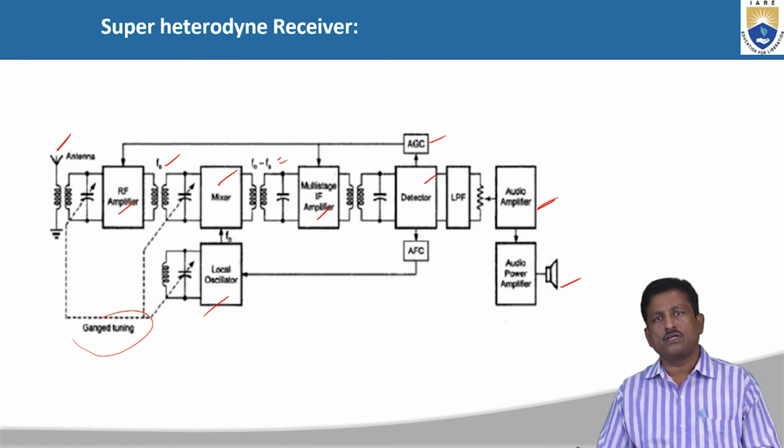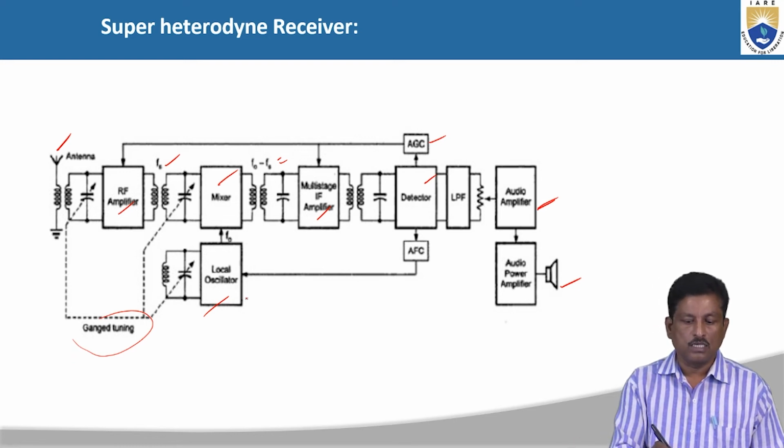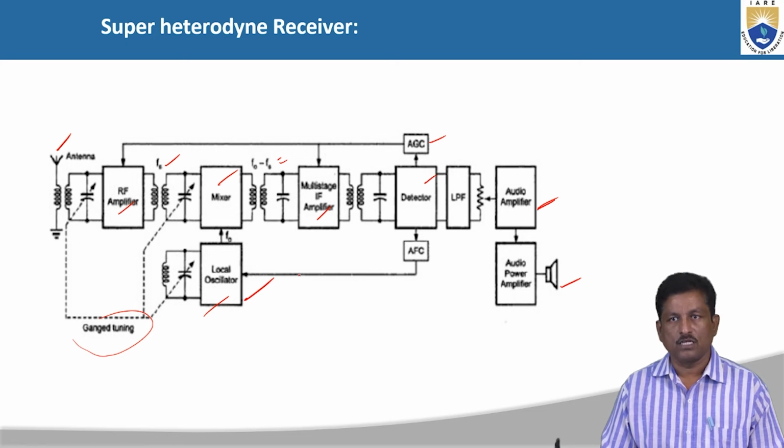So you can easily observe the difference between these two operations, the TRF receiver and the superheterodyne receiver. There is no generation of the IF value, the intermediate frequency, in the case of the TRF receiver. Whereas here, the signal received by the antenna is converted into the IF value by the support of the locally generated signal, that is, the Fc value. That is the basic difference you have to observe between the TRF receiver and the superheterodyne receiver.